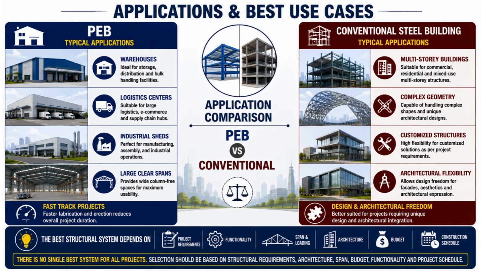Conventional steel buildings are often selected for multi-story buildings, architecturally complex structures, customized layouts, and projects requiring greater design flexibility. They offer advantages when unique geometry or special structural arrangements are needed. The best solution depends on project requirements rather than following a single approach for every application.